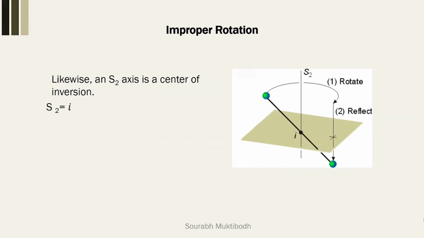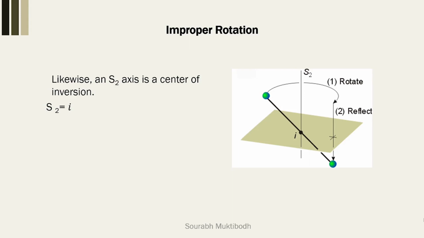In a similar line, S2 does not exist, and what exists is the center of symmetry i. Just now you noticed here that if you perform S2, that means you are performing a C2 rotation by 180 degrees followed by reflection through the plane perpendicular to it. So remember that S2 does not have any independent existence and only i does exist.